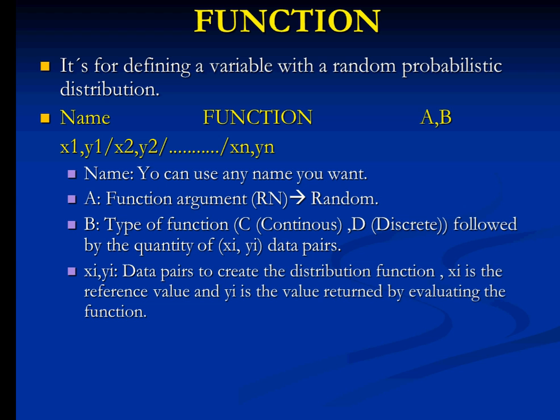Then the B parameter is the type of function, C for continuous and D for discrete, followed by the quantity of data pairs. If we have 20 data pairs, then it's going to be C or D 20. If it's a continuous distribution with 20 data pairs, then it's going to be C20. If it's a discrete distribution with 24 or 23 data pairs, it's going to be D24 or D23.